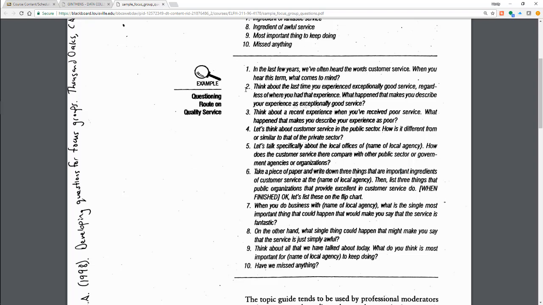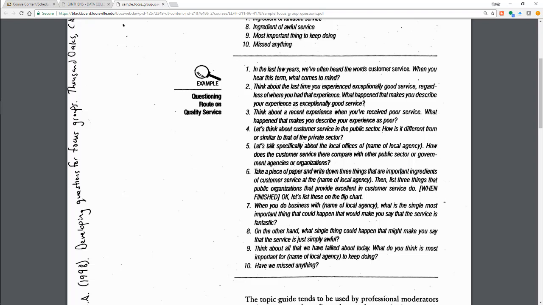Think about the last time you experienced exceptionally good service. Regardless of whether you had that experience, what happened that makes you describe your experience as exceptionally good service? So basically, what is that pointer, right? Now, if you go back to the workshop that we did on question creation, you probably will have issues with this question because it's a little complex.